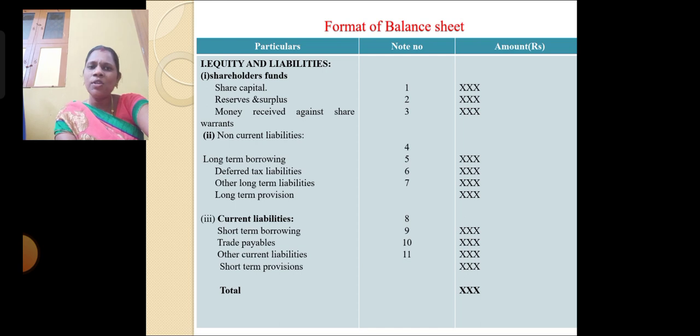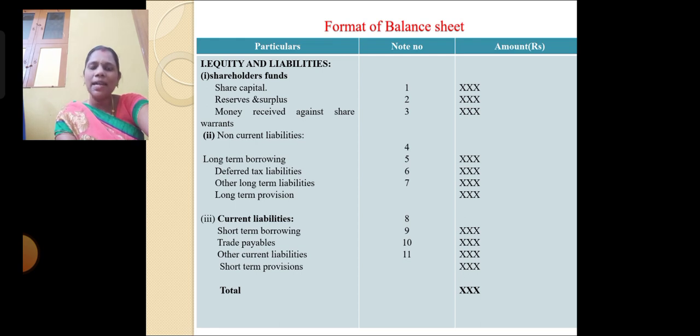First, we discuss shareholder fund. Under the shareholder fund, we have the following items: share capital, note number 1; reserve and surplus, note number 2; money received against share warrant, note number 3. Next, we discuss non-current liability. Under the non-current liability, we have the following items: long-term borrowing, note number 4; deferred tax liability, note number 5; other long-term liability, note number 6; long-term provision, note number 7.